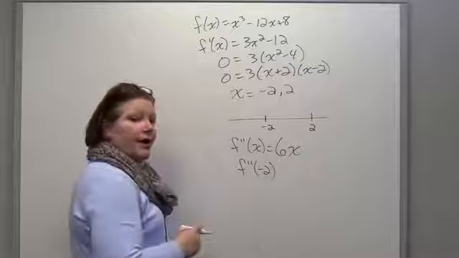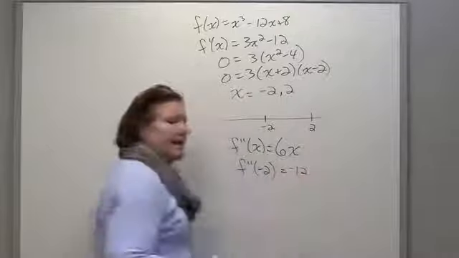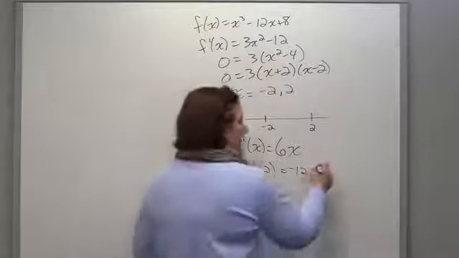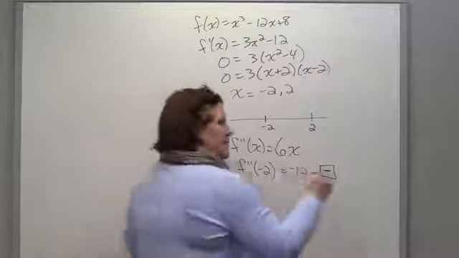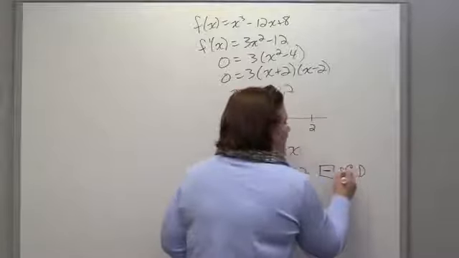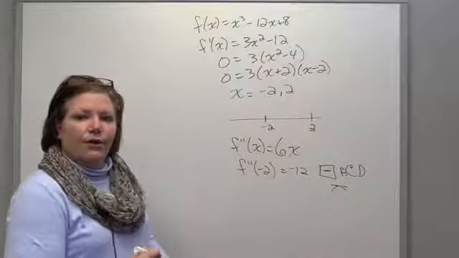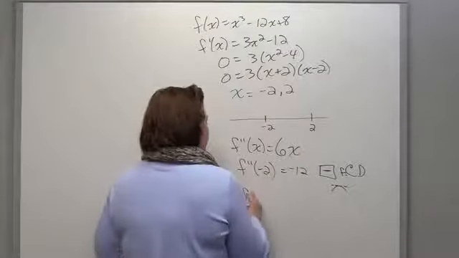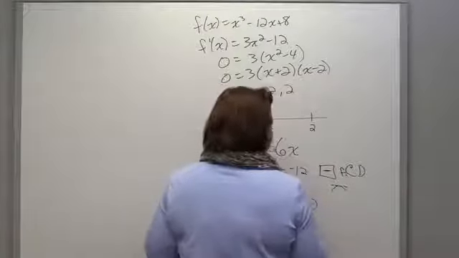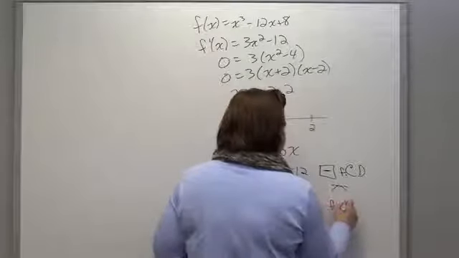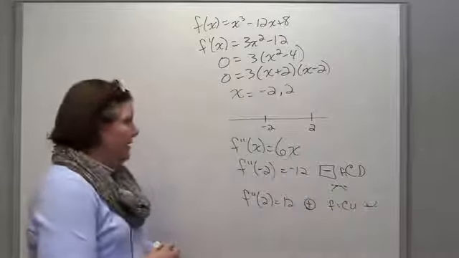And so here we get f double prime of negative 2 is negative 12. Did I care about it being negative 12? No, I cared that it was negative. So that means f is concave down, so we have a local max. f double prime of 2 is 12. That means f double prime is positive, f is concave up, so we have a local min.